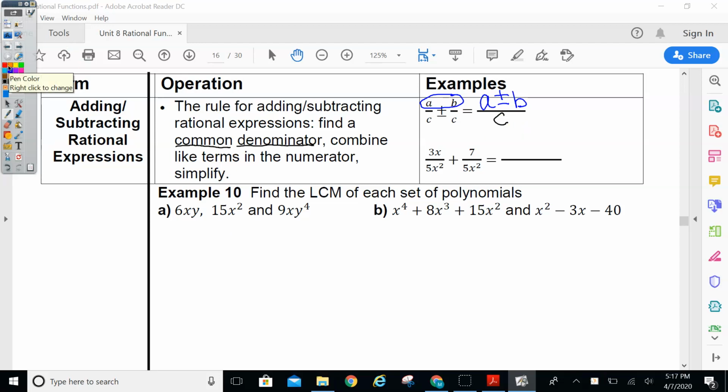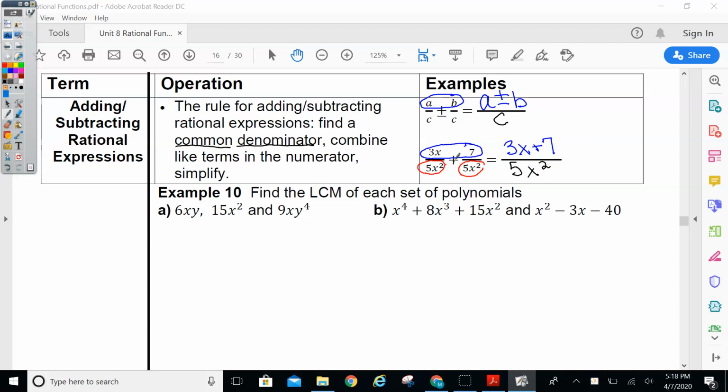Okay, so some of the very simple ones already have like denominators. So same denominator, which means we combine like terms in the numerator. So here, 3x plus 7, we can't actually add those together because those are not like terms. So it just stays 3x plus 7 here. And denominator stays the same, 5x squared.